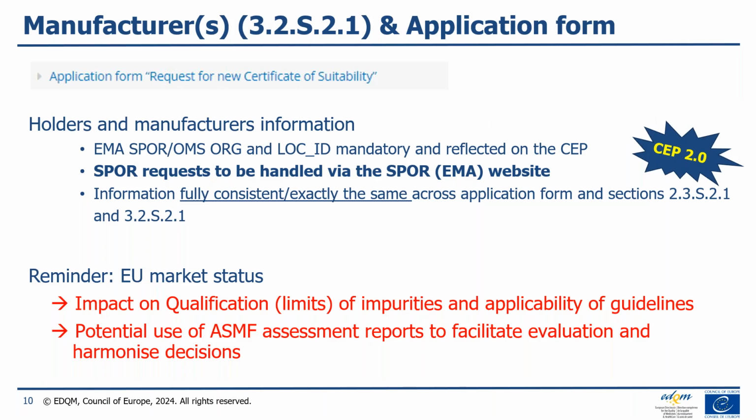So coming to manufacturers, we expect manufacturers to be detailed in section S21 and also in the application form. The application form for a request for new certificate of suitability is available also in our website. Since the implementation of CEP 2.0, in addition to names and addresses of holders and manufacturers, we expect to see EMA, SPOR-MS, organization and location IDs. These are now mandatory and they will be reflected on the CEP.